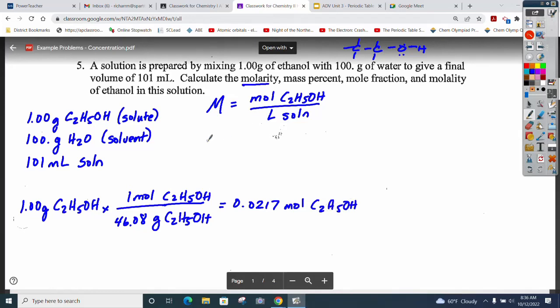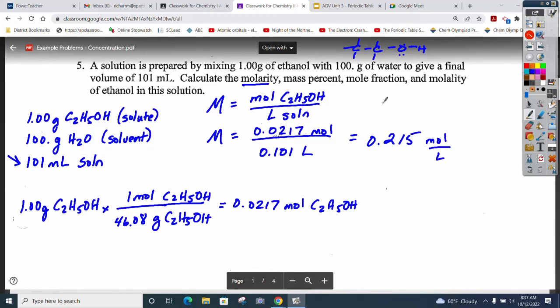Okay, so I'm ready to plug into my equation. My molarity will be equal to the 0.0217 moles over liters of my solution. If I look right down here, I've got milliliters of my solution, so that's an easy conversion, just dividing by 1,000. When you punch that into your calculator, you should get 0.215, and your unit for that is either moles per liter, or if you prefer, you can write it as 0.215 capital M. Both are acceptable. So that's my answer for molarity.